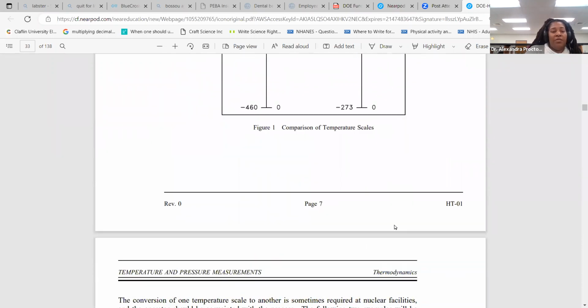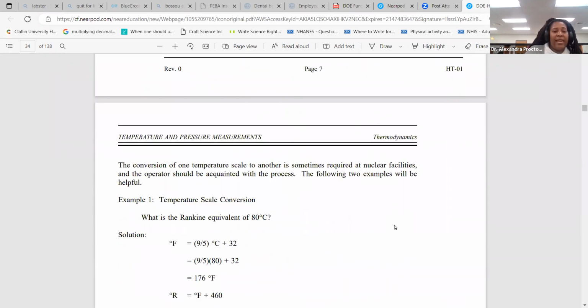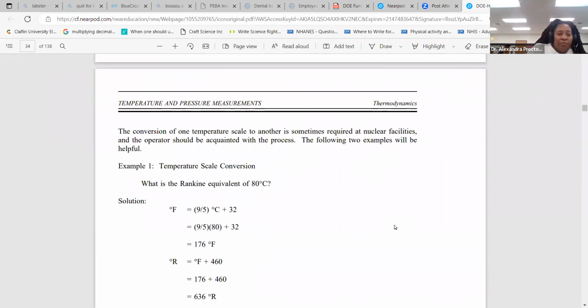Okay, so they're giving you some of the theory as to why they say what they say. And it's all about molecular motion. And what's important for you guys is to understand how to apply it. So the conversion of one temperature scale to another is sometimes required at nuclear facilities, and the operator should be acquainted with how to convert from one temperature scale to another.